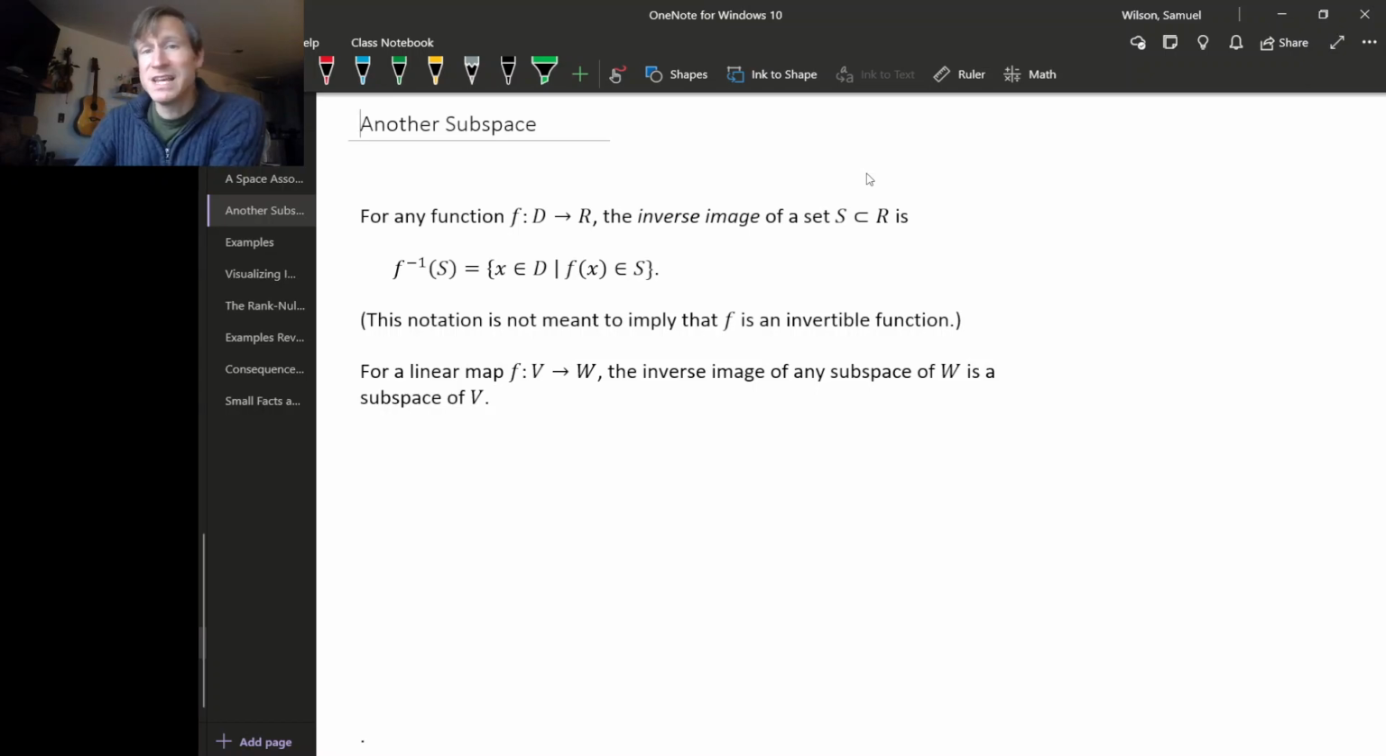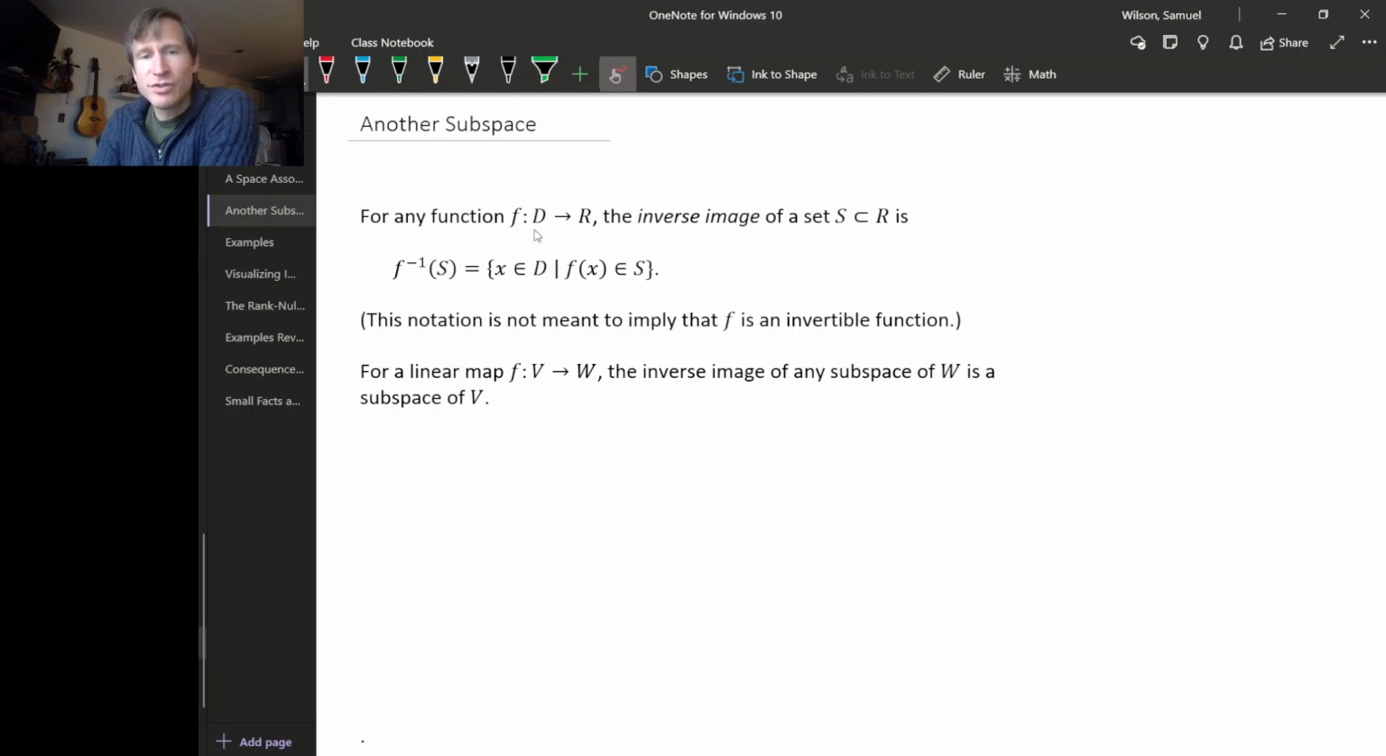So the idea of an image tells you, if you have a subset of the domain, what does it look like when you go forward using a function to the codomain. You could ask a similar question, but in reverse. If you have some subset of the codomain, what happens if you follow the function backwards to the domain? And that gives us the idea of an inverse image.